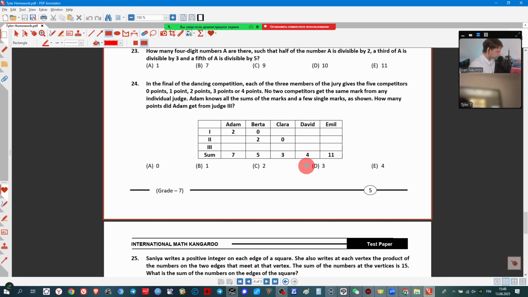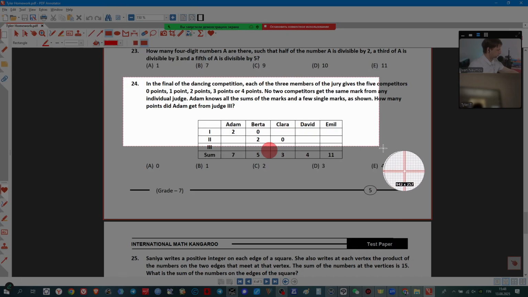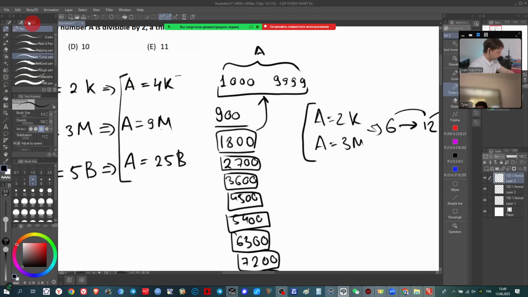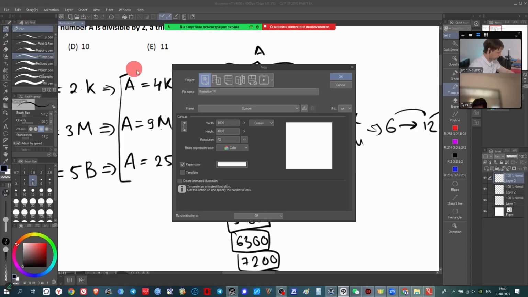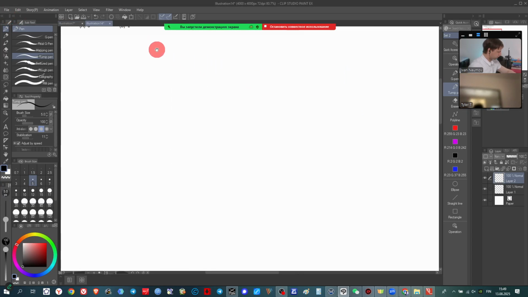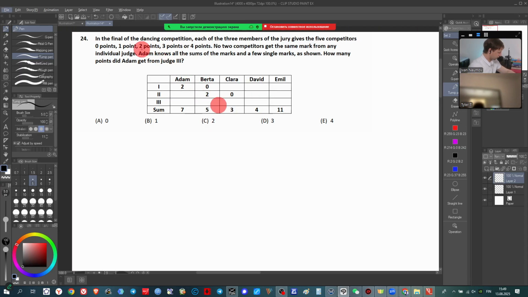From any individual judge. So let's say if Adam got 1 the next round. So did you complete this table? Because part of the problem was that you will use the condition that is written here, and you will actually fill out this table with numbers. Did you put some numbers here?